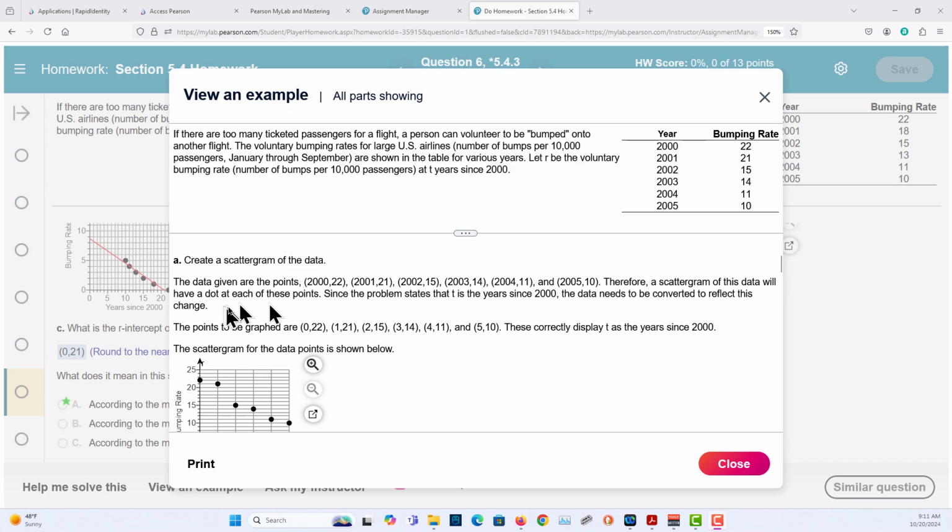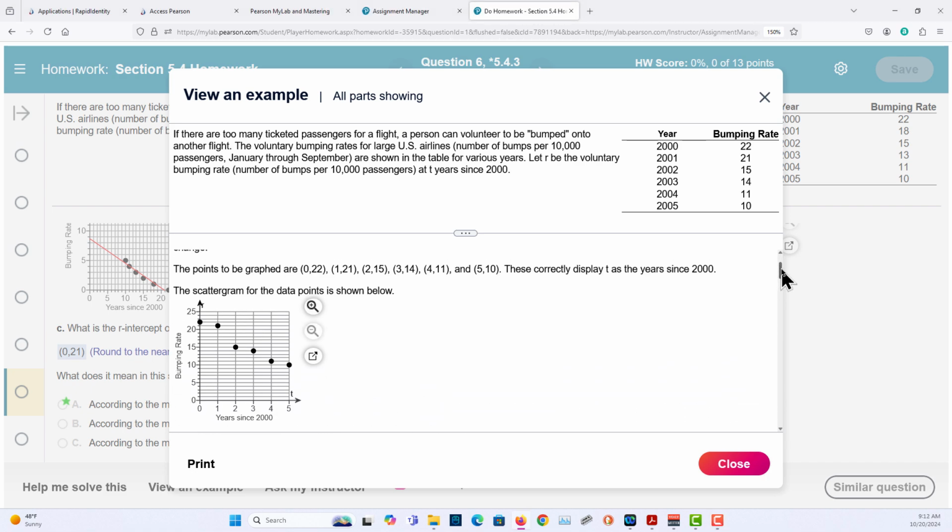So make the graph smaller, but we're interested in the years after 2000. So 2000 corresponds to T equals 0, and 2005 corresponds to T equals 5, since it's years after 2000. And they plot these points here, and that's what the graph looks like.